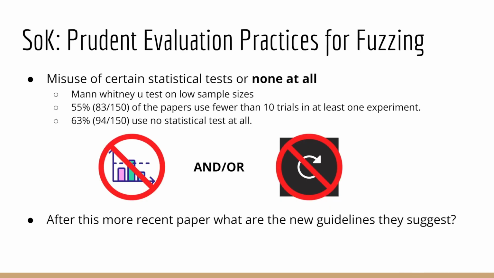A bigger concern is that 55% of papers were not doing multiple trials in at least one experiment. And even more concerningly, 63% were not using a statistical test at all. And then even more papers were using statistical tests, or maybe not using them in the right way, leading to incorrect conclusions. So, how did they build upon the guidelines of the Evaluating Fuzz Testing 2018 paper?